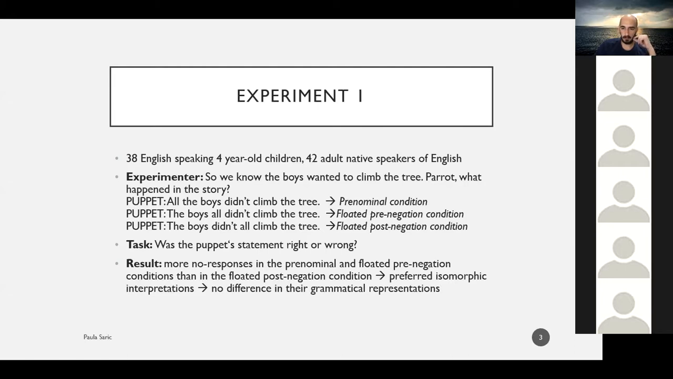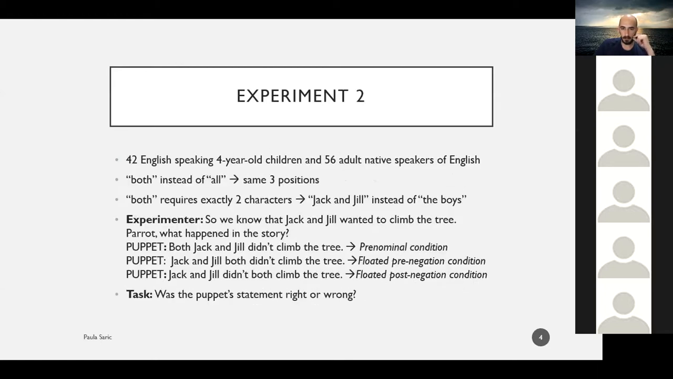Yeah, so finding out that children did not differ from adults in their interpretation of floating quantifier all, this leads to the view that children and adults do not differ in their grammatical representation of such ambiguous sentences. Then there was a second experiment, to investigate whether the finding for all could be generalized to other floating quantifiers. Tieu modified the first experiment using the floating quantifier both instead of all, and both can appear in the same 3 positions as before.